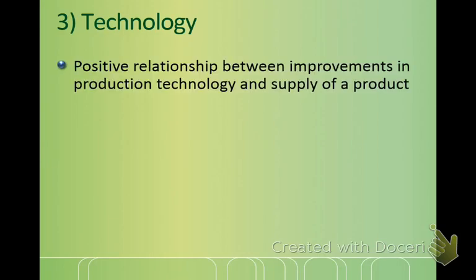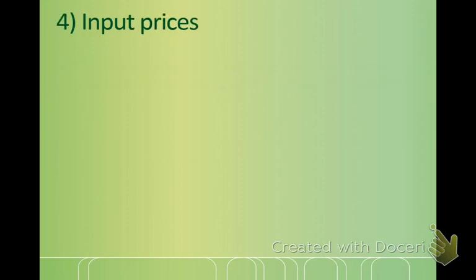Okay. Number 3, technology. How is an improvement in technology going to affect supply? Yeah. Make something faster or cheaper. Yeah, you can supply more. Technological improvements: there's a positive relationship between improvements in technology and the supply of a product.